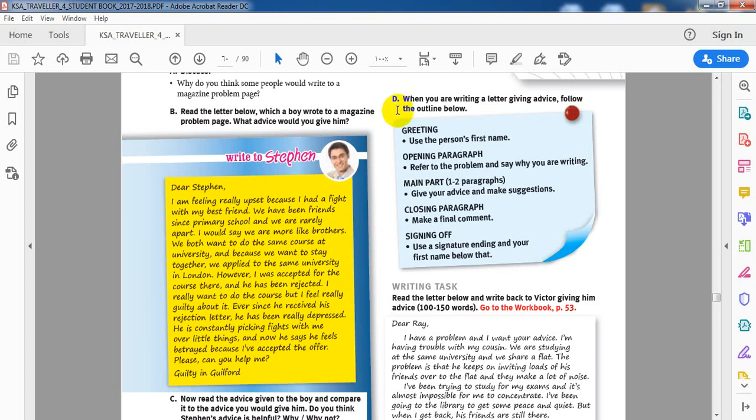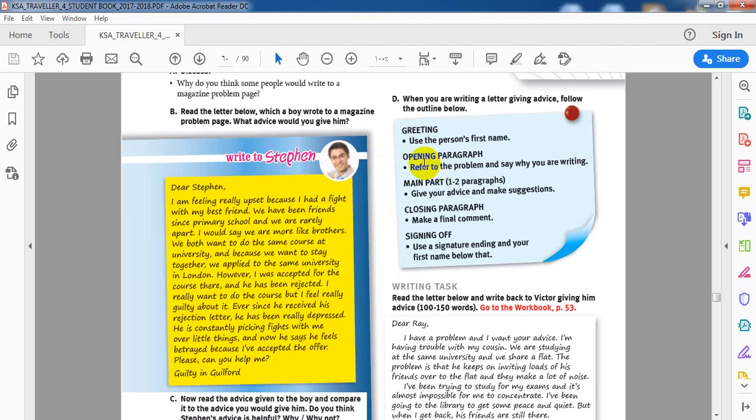Okay. When you are writing a letter giving advice, follow the outlines below. First thing, the greeting. Use the person's first name.